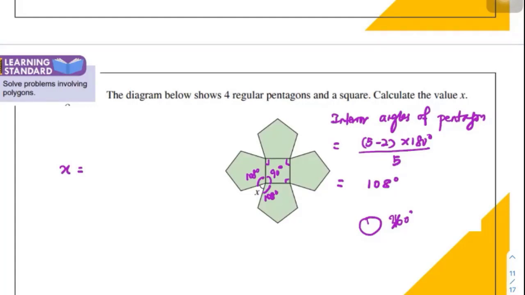108 is only this one, the interior angle. This exterior angle is not 108, because one whole turn is 360. So to get x, we do 360 minus this, minus this, minus this. Press your calculator: 360 minus 90 minus 180 minus 180, or you can use 180 times 2. So it is equal to 54.